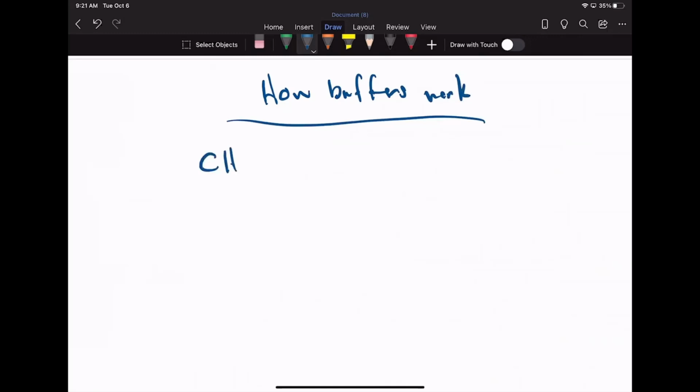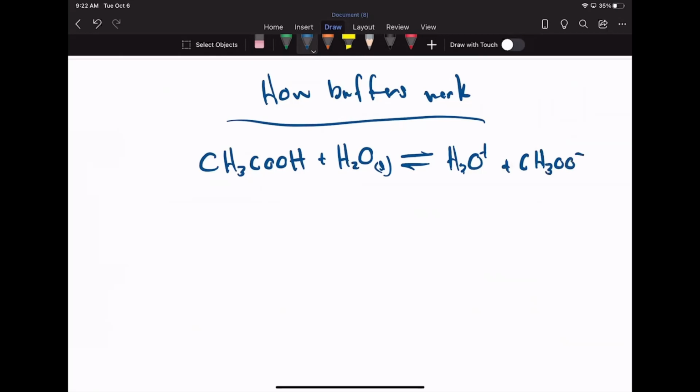If we have some, let's say, some acetic acid, and we put it into water, we're going to get some hydronium, plus we're going to get some acetate, CH3COO minus. Let me redraw that. There we go.